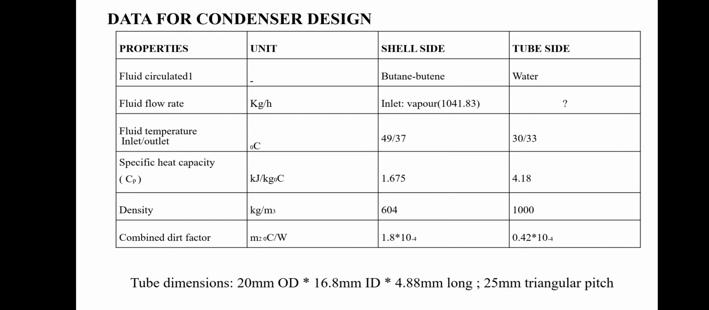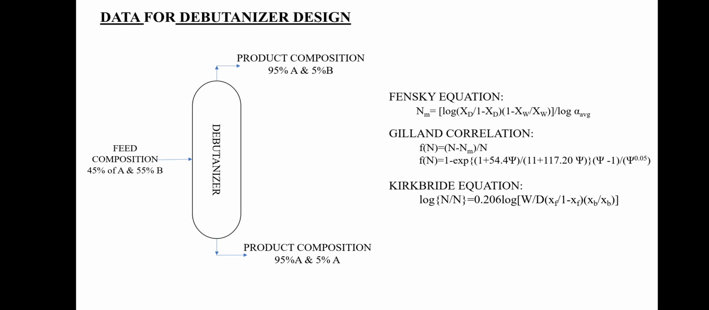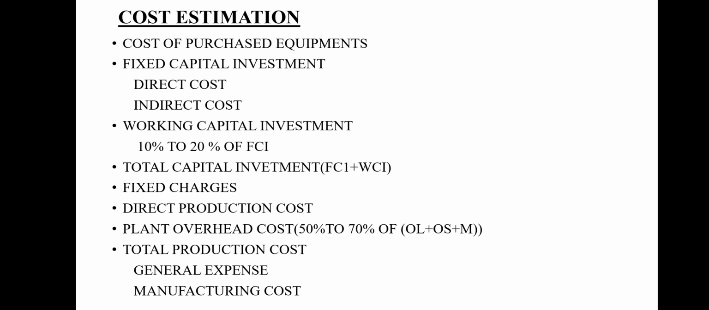These are the overall data for the condenser design. This is the design summary for the condenser. Then we calculate the design calculation for the debutanizer column. The formulas we used are the Fenske equation, Gilliland correlation, and the Kirkbride equation. These are the data for the debutanizer column. Then comes the cost estimation.